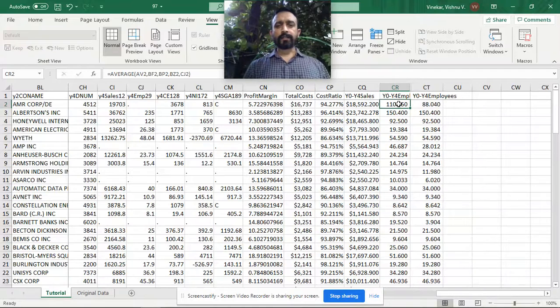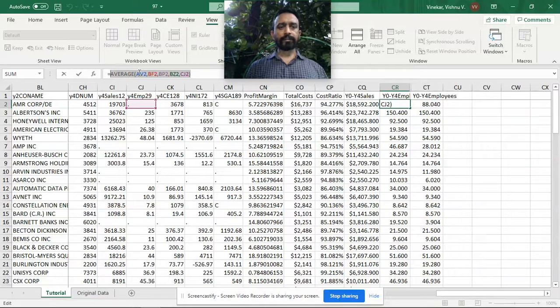Similarly, we can calculate the average number of employees in these 5 years by using the formula is equal to average and selecting all the cells required. So for average number of employees, it's cells AV2, BF2, BP2, BZ2, and CJ2, which have the number of employees. So this is CJ2, row 2 for the number of employees for AMR Corp / DE in year 4.